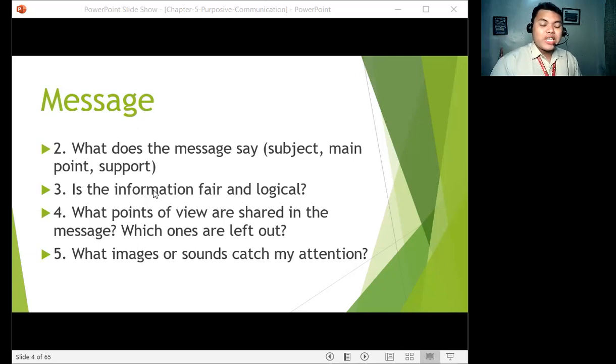And next, we need to identify also the point of view. What points of view are shared in the message? Is it a personal point of view, or in general, or are you pointing at something? Which ones are left out? Because we are not really sure if there is information that was being altered. And the next one, what images or sounds catch my attention, if there are any?